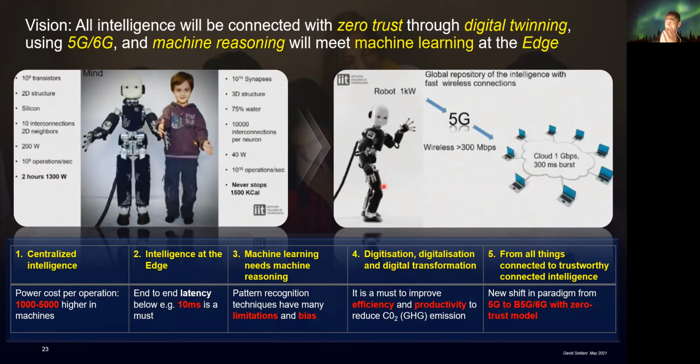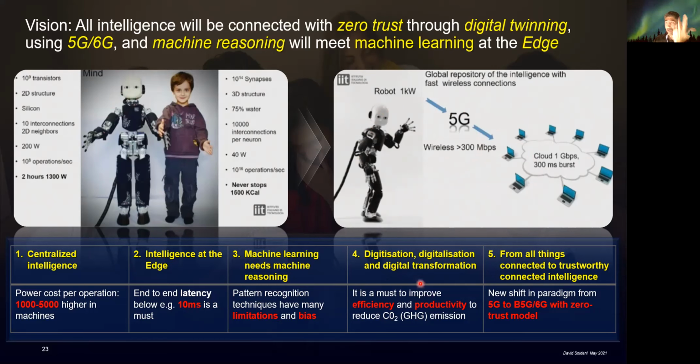So intelligence therefore has to go away from the robotic platform and go to the edge for reducing the costs of the robotic platform, but also because we want to reduce latency. We need to be below 10 milliseconds end to end. Machine learning has many flaws, limitations and biases. So we need to make use of machine reasoning as well.